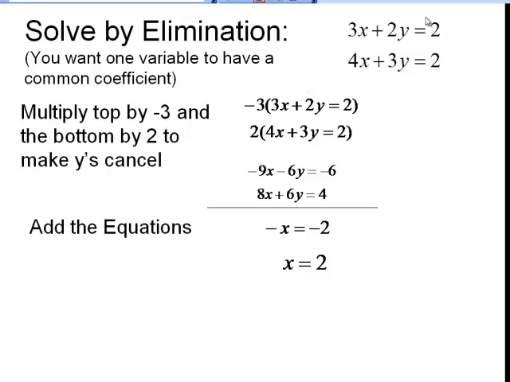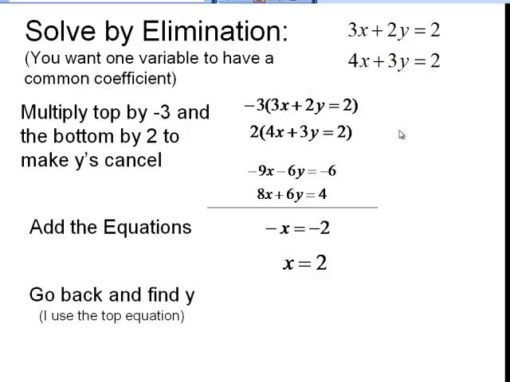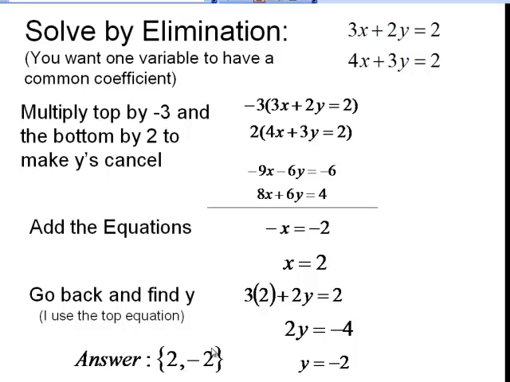And again, you can go back up to any of these. I again happen to pick the top equation. 3 times 2 plus 2y equals 2. That's 6. If you subtract, makes negative 4. Divide by 2, so y equals negative 2. So x is 2 and y is negative 2.